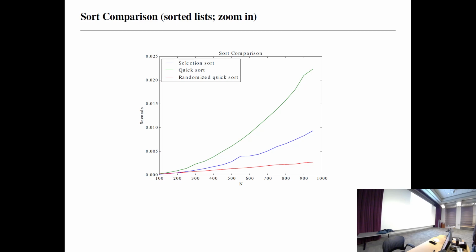Quicksort is not only quadratic like selection sort when the lists are sorted, but in actual runtime it's worse than selection sort because it's doing more work than selection sort does. It's doing extra pivoting. The partitioning algorithm itself is not the easiest thing in the world to do. It's not always fast.